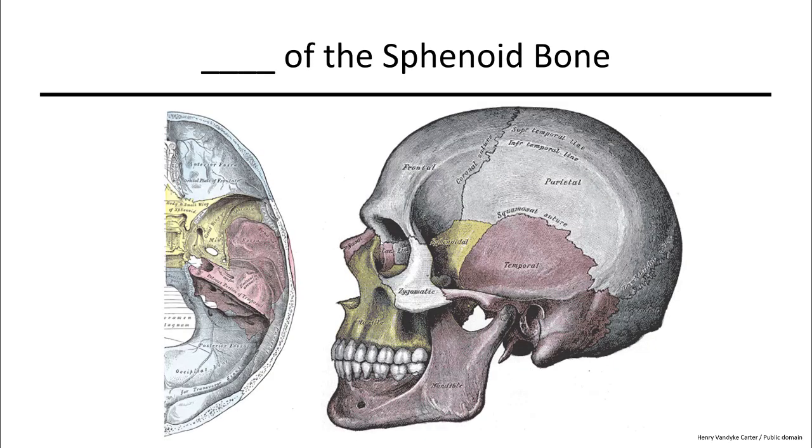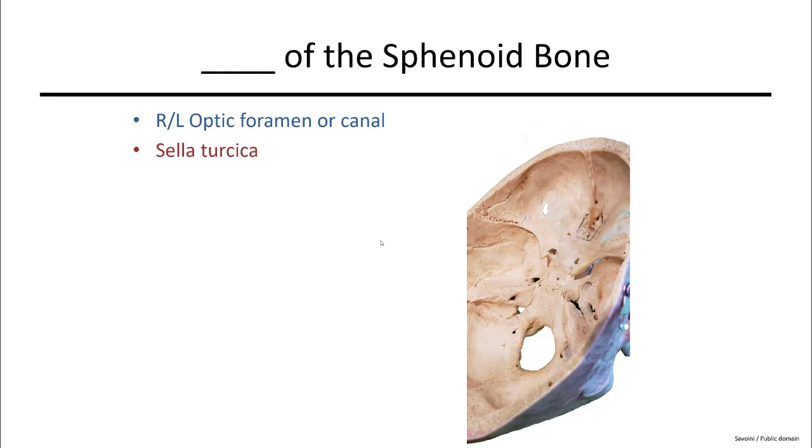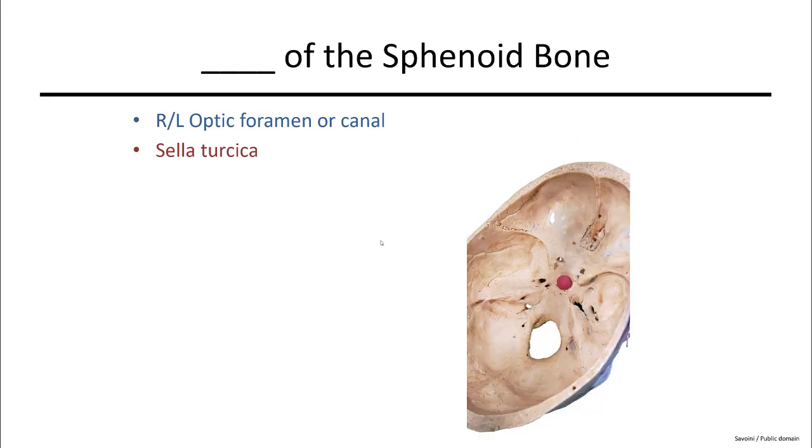For the sphenoid bone, we can see just a small portion on the lateral surface of the skull. It's much larger when you look in the left-hand image straight down with the top of the skull removed. Within the sphenoid bone, we have both the right and left optic foramen or canal. This is where the nerves from each eye come through. And then the sella turcica, known as the Turkish saddle. Here I have in the picture of the skull a ball of clay sitting in the sella turcica. That ball of clay represents the pituitary gland. That sits in the sella turcica of the sphenoid bone.